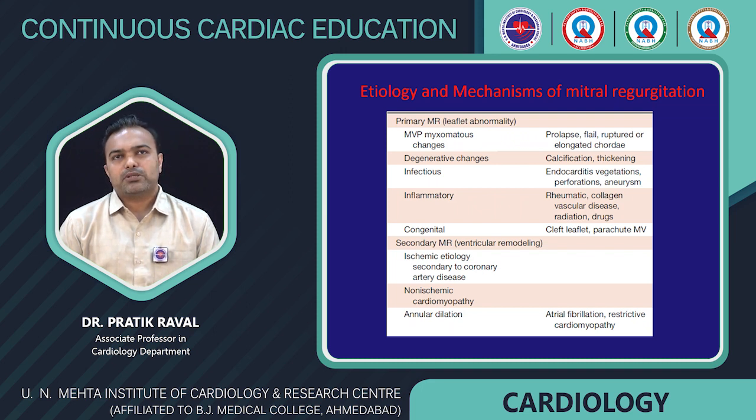For example, a patient with mitral valve prolapse can develop ischemia and develop secondary MR, and similarly a patient with ischemic cardiomyopathy can develop primary MR because of rupture of the chordae or papillary muscle, which can lead to a flail mitral leaflet. So both etiologies can coexist in a particular patient.